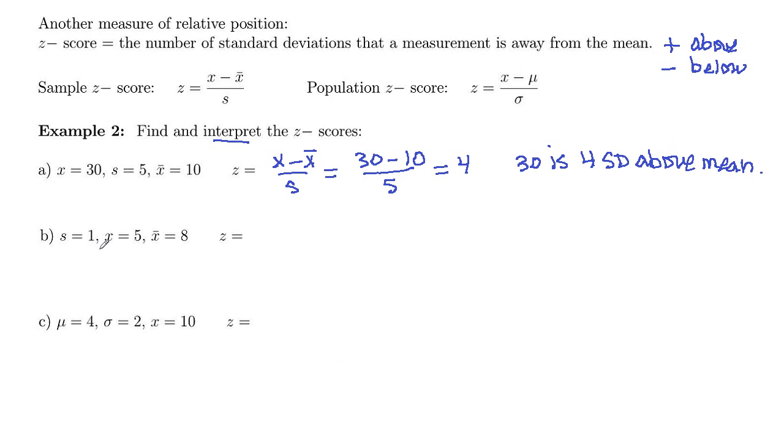And here s is 1, our x is 5, and x bar is 8. So our z-score there, again, is x minus x bar over s. So that's going to be 5 minus 8 divided by 1. So negative 3 over 1, negative 3. So that means that the value 5 is 3 standard deviations below the mean.